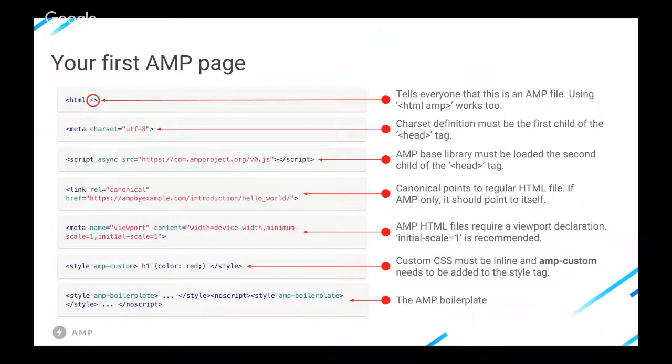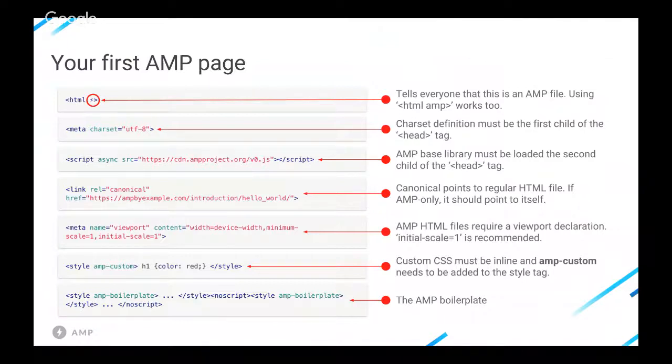The second thing you then need to do, which is very important, and the order is very important, is that you need to define the character set as the first child of the head tag. If you don't do that, it's going to be invalid and it would not be picked up as an AMP page. Only pages that are valid AMP are going to be picked up as AMP pages. So make sure that you define the charset as the first child. Third, you need to include the AMP base library, which we touched on earlier.